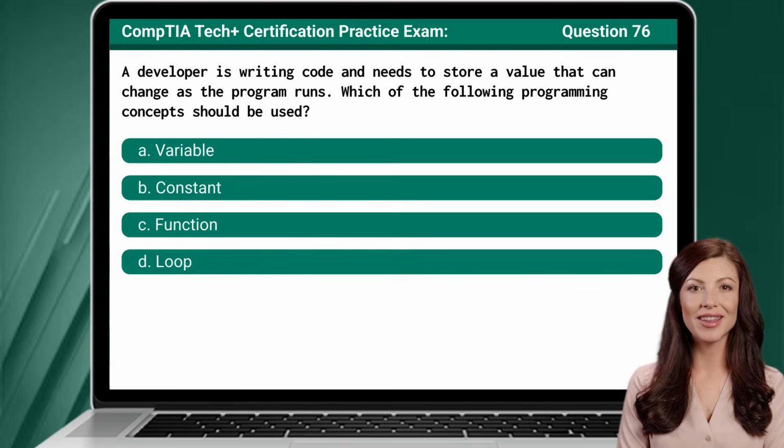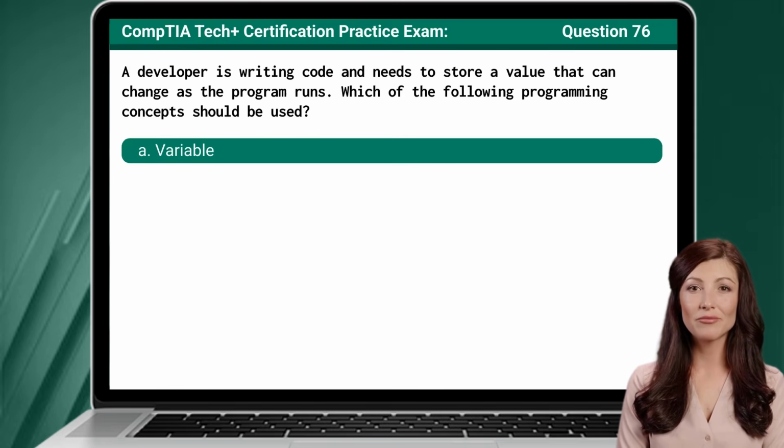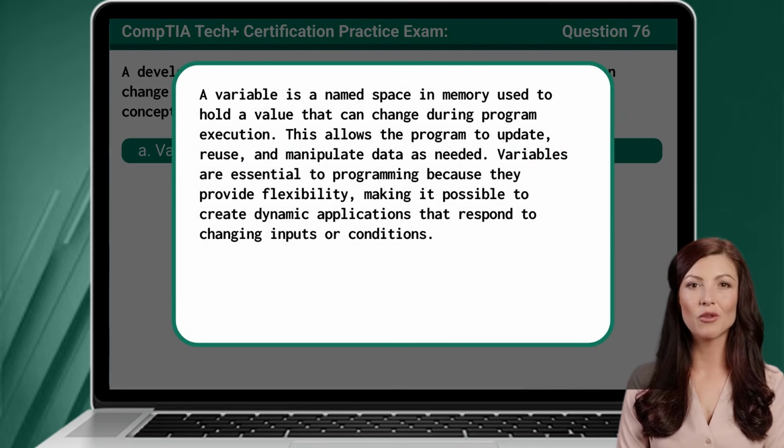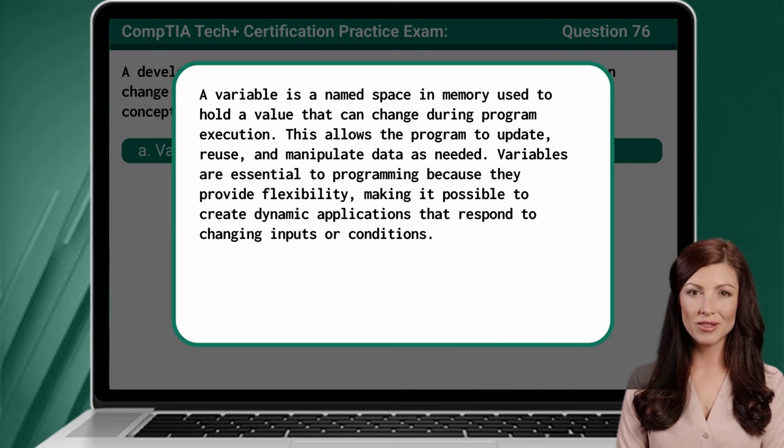The answer is A. Variable. A variable is a named space in memory used to hold a value that can change during program execution. This allows the program to update, reuse, and manipulate data as needed. Variables are essential to programming because they provide flexibility, making it possible to create dynamic applications that respond to changing inputs or conditions.